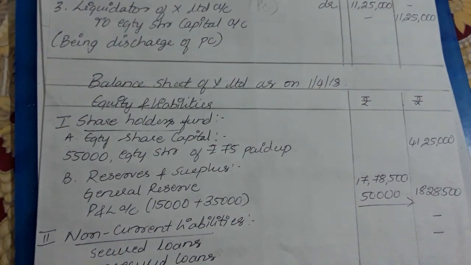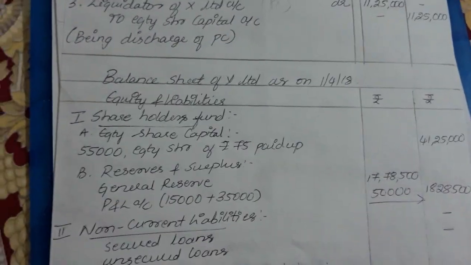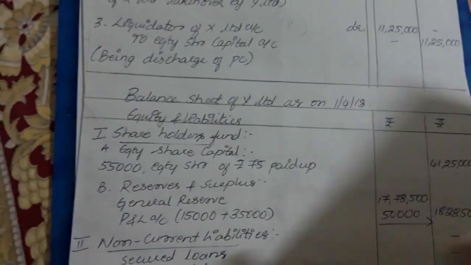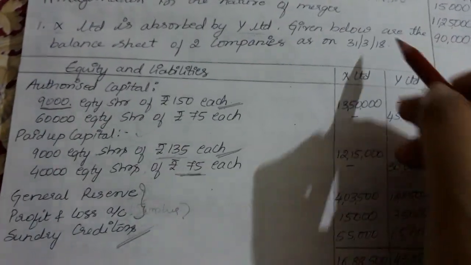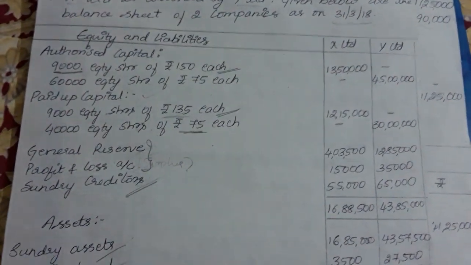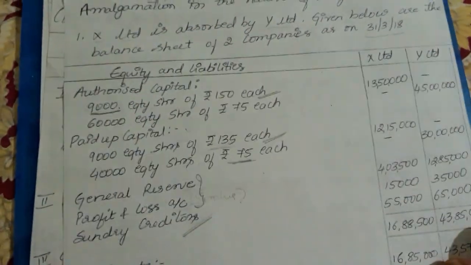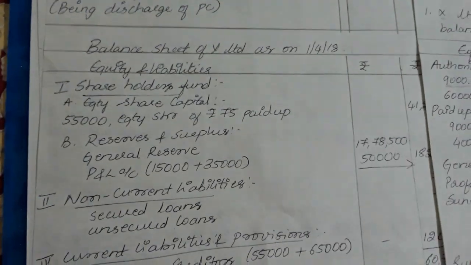So what is the last thing they asked for? They asked for the balance sheet of Y Limited as on 1/4/2018. So the closing balance sheet was on 31st March 2018, and the opening balance sheet is 1/4/2018. So let's see here. Oh, this is the old balance sheet. Taking authorized capital, let's leave the authorized capital. So going with this share capital, we'll be taking only of Y Limited.